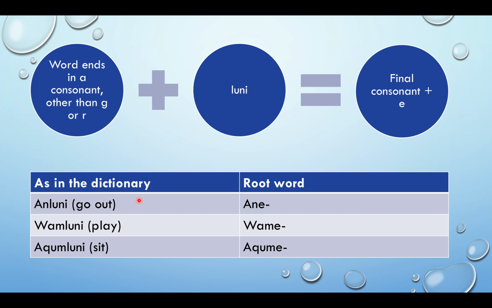So anluni, you take the luni away, add an E and it's ane. Wamluni, you take the luni away and add an E, it's wame. Akumluni, take the luni away and add an E, akume.